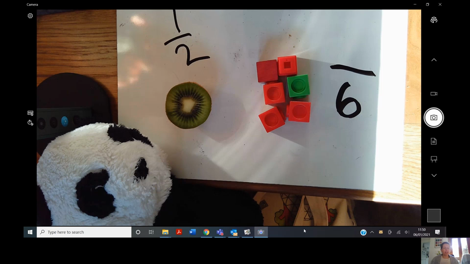1 of the cubes is green. So if we are going to write that as a fraction, 1 out of 6 cubes is green. So remember, the numerator is the part we have. 1 out of 6 cubes is green. 1/6 of the cubes are green.